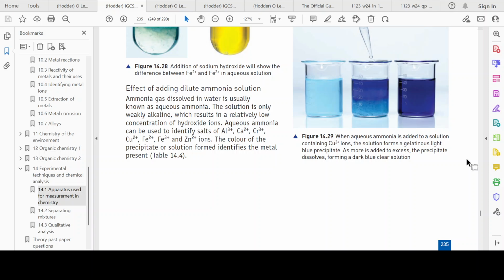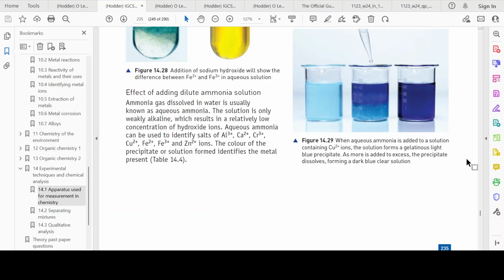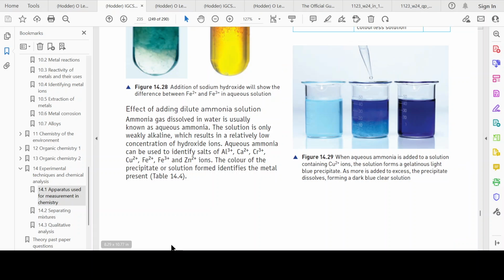So, effects of adding dilute ammonia solution. By the way, just checking, you guys are following along, right? Yeah. Yeah.